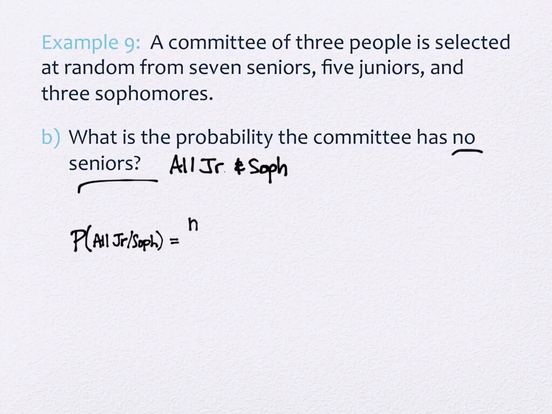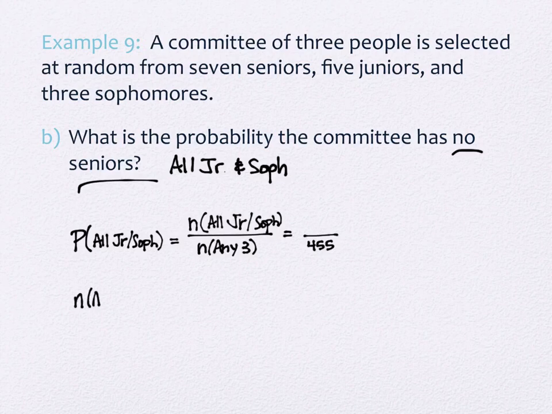And to do that, much like last time, I need the number of ways of having all juniors and sophomores compared to the number of ways of having any 3. But we already know one of those. Yeah, the denominator is still 455. It didn't change. I have the same group of 15 students. This denominator I already know, which is why the problem is easier than Part A, because I've already done part of it. However, I do need to get the number of ways of getting all juniors and sophomores.